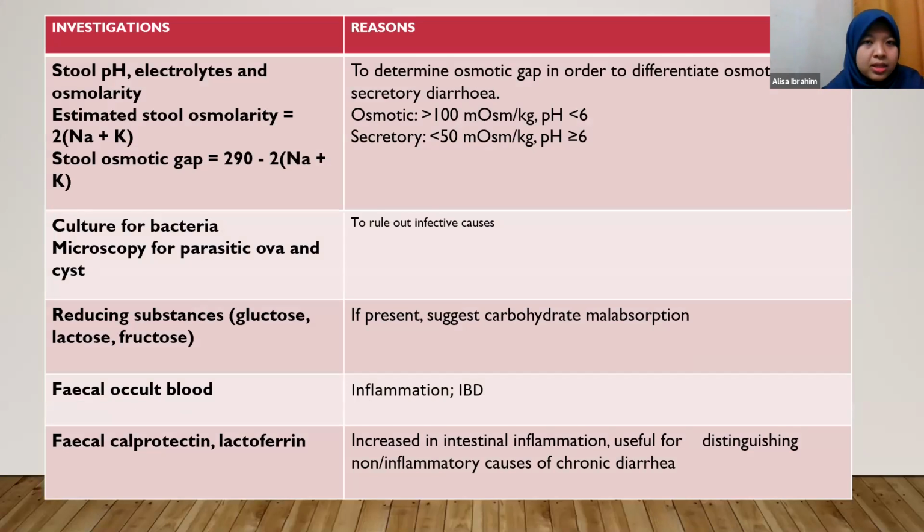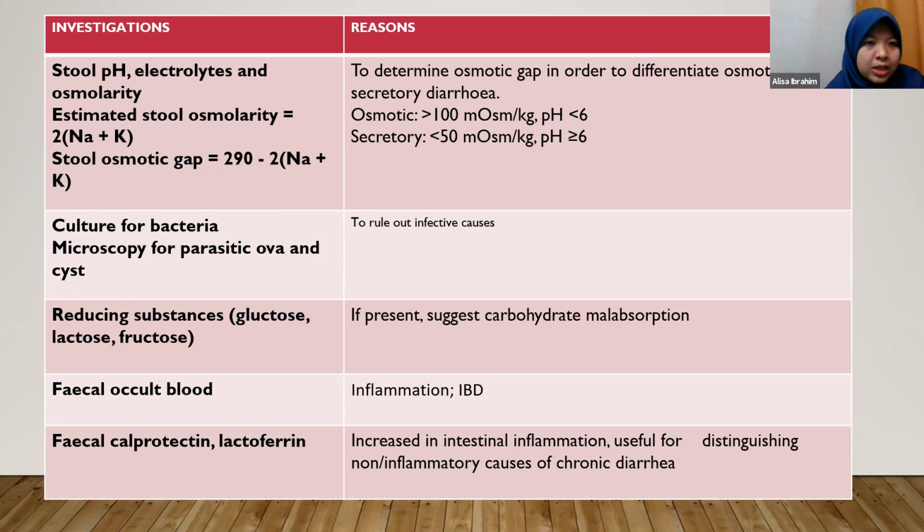Okay. Next is the stool examination. For the investigations of the stool, it is important for us to look for the pH of the stools, electrolytes, and also the osmolarity of the stools. This is important for us to differentiate between the osmotic diarrhea and also the secretory diarrhea because we need to know regarding the osmotic gap. So the formula of the stool osmotic gap is 290 minus the estimated stool osmolarity.